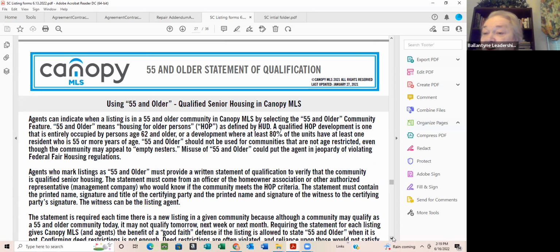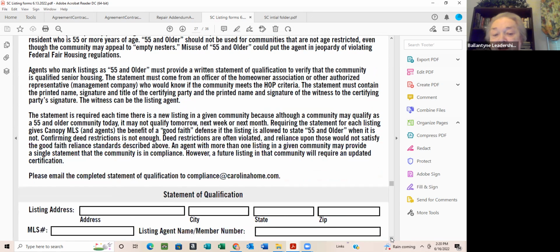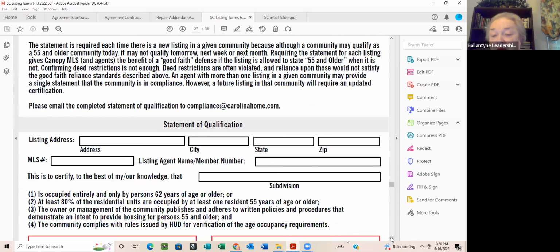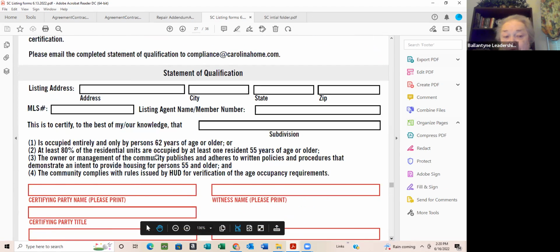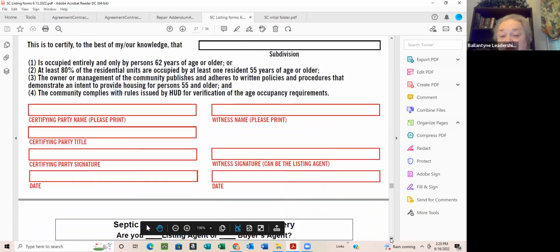MLS requires it. Even though they know Sun City is 55 and above, they have to have this with every listing. All right. So if you're listing in one of these communities, make sure that you get it, and it's just a simple form verifying that they do have the right, the credentials, to claim 55 and older. This basically explains it right here. So you want to have that because it has to go into the MLS.